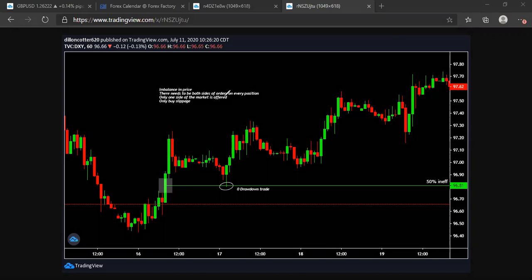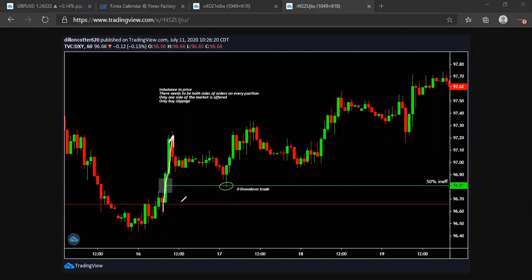So there needs to be orders on both sides of every position. So when we see inefficiency, we should see a sharp move to the upside, leaving, from wick to wick, a gap or a void or an imbalance, right?